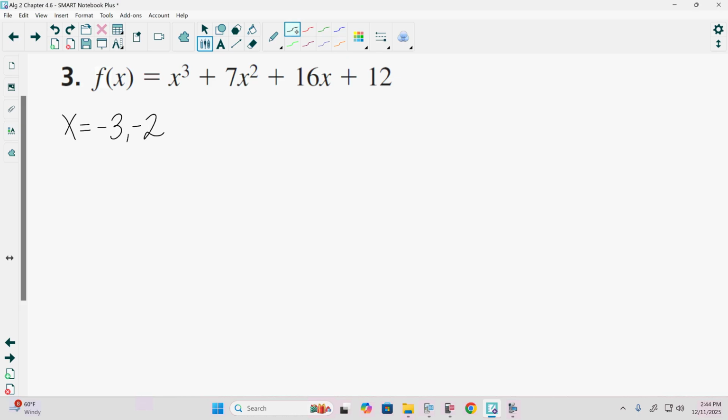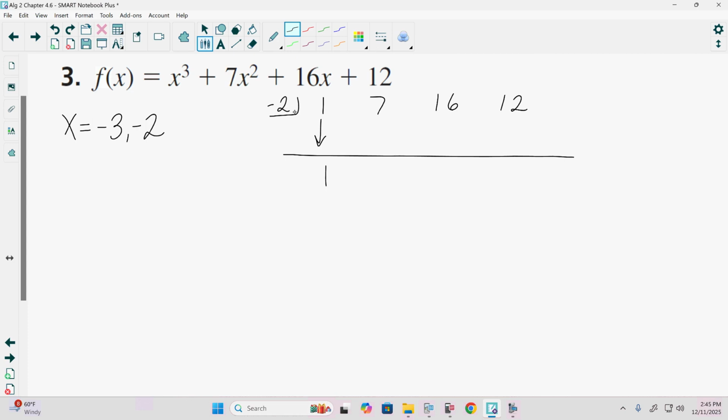But we can make sure with synthetic division, simplify it all the way down and see what we get. Now, it really doesn't matter which one we use first. We can use -3 or -2. Did we use -3 or -2 for fourth hour? Yes. We'll do -2 this time.